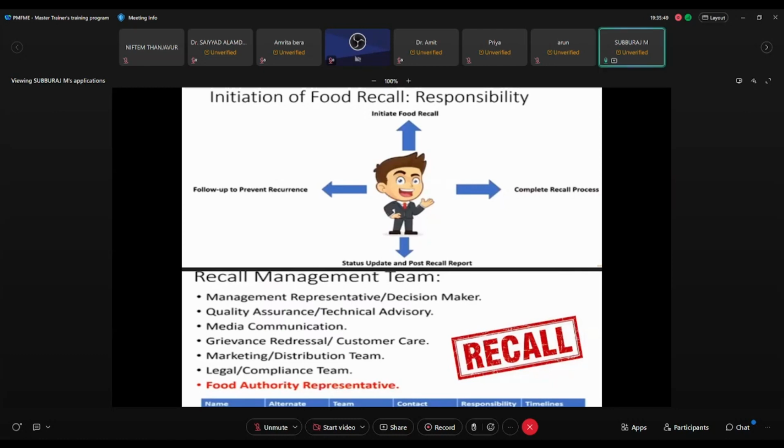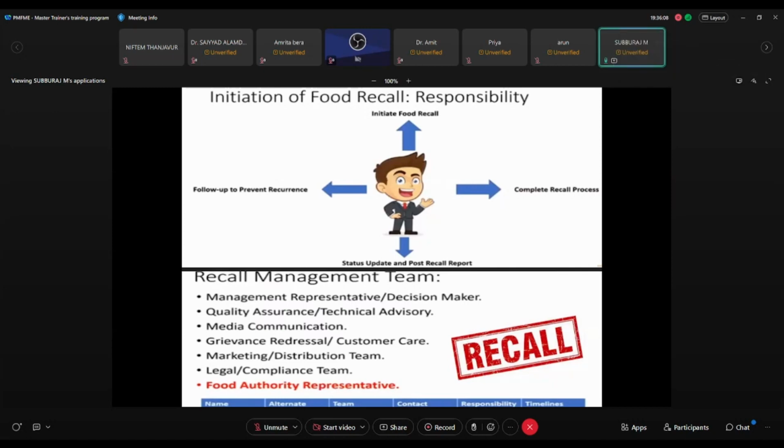And after that, you have to submit the post recall report to FSSAI. Then again, follow up to prevent the reoccurrence, because it will be coming again. So what are the follow-ups you have to do? You have to clearly give them to FSSAI. For this purpose, you have to make the recall management team.